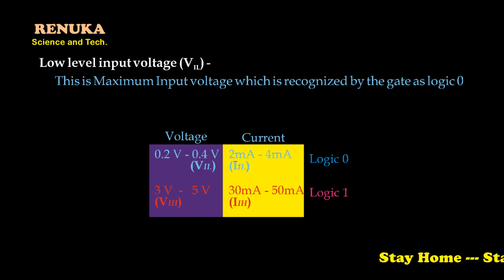Why? Because if the voltage is 0.4 volt, it will be considered as logic 0, but if the voltage is more than 0.4 volt, suppose for example it is 0.5 volt, it will be considered as logic 1 by the gate at the input. So the maximum voltage is 0.4 volt, so that is why this voltage is taken as VIL, that is low level input voltage VIL.